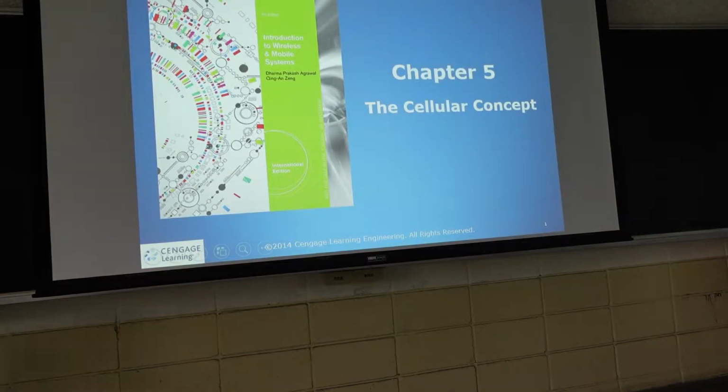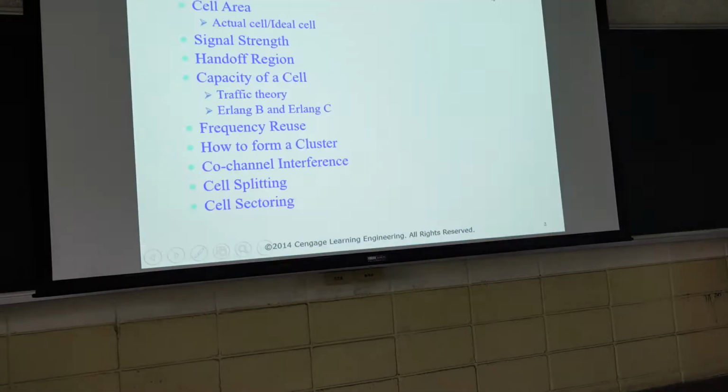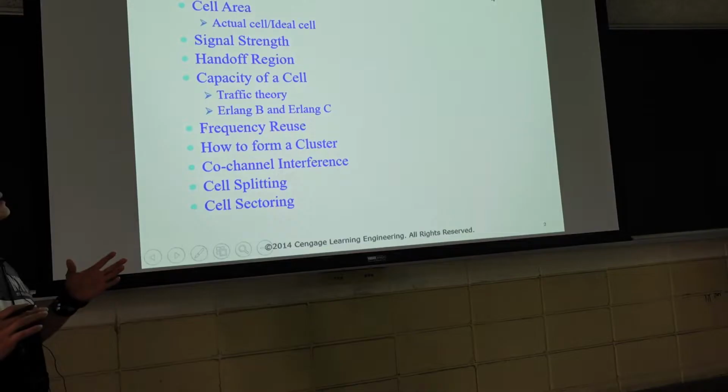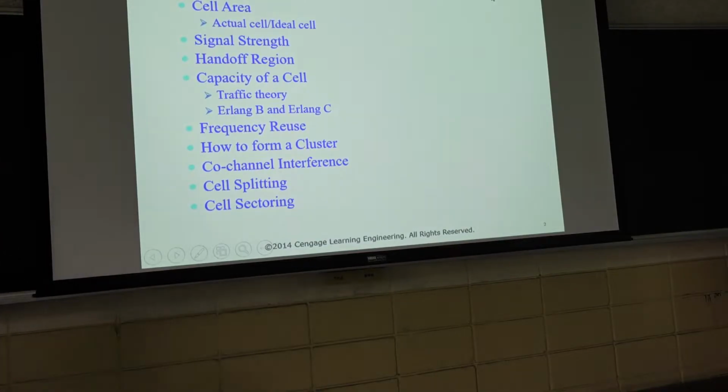This is a new topic, so we discussed the cellular concept for sure. And we have the outline here. We have some discussion about signal strength, handoff region, and finally the capacity of a cell. I try to review because I reviewed chapter 4 and also part of the content in chapter 5. After that, later you will give me feedback: up to now, any questions about the review?